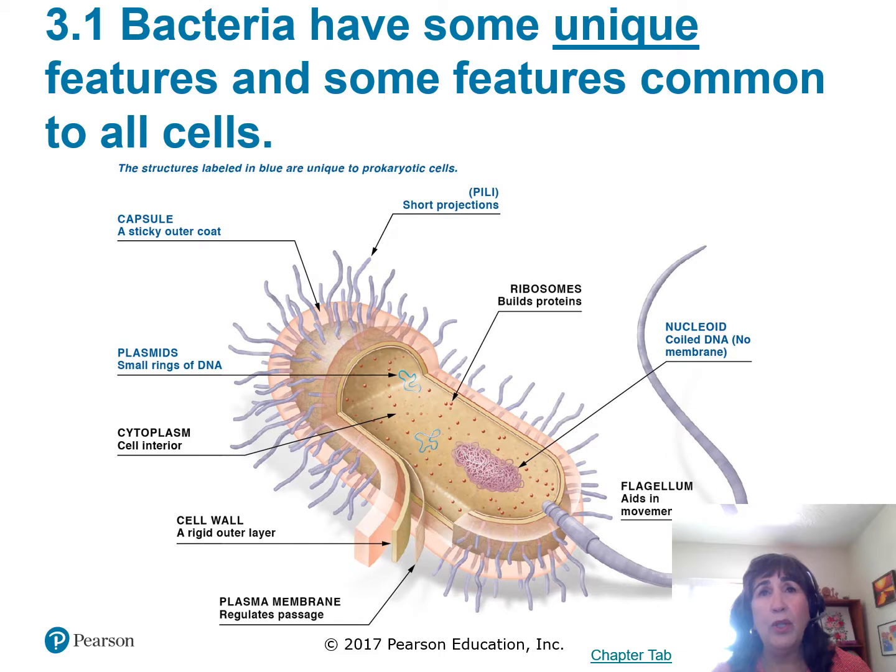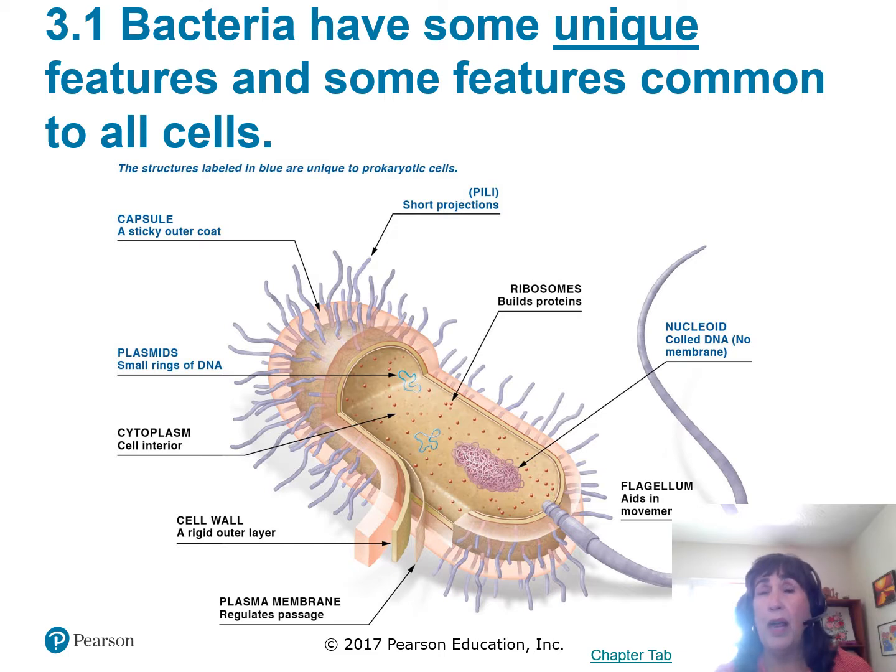Then you have little tiny blue threads running throughout, and those are plasmids. They're small rings of DNA. But other than that, that's about what's in the interior of a bacterial cell. Then what's more complex is the plasma membrane, which regulates the passage of things going in and out, a cell wall that's used for protection, and then it can have an additional cover, which is called a capsule. And it's usually a sticky outer coat, and it provides another layer of protection.